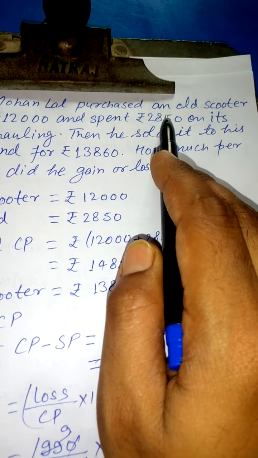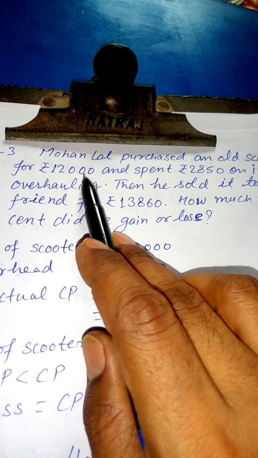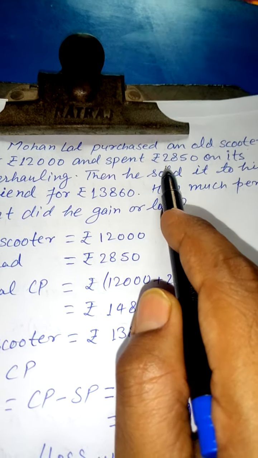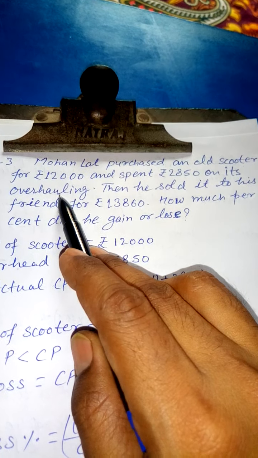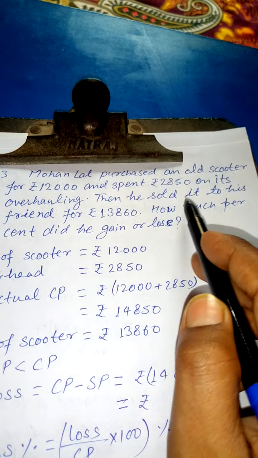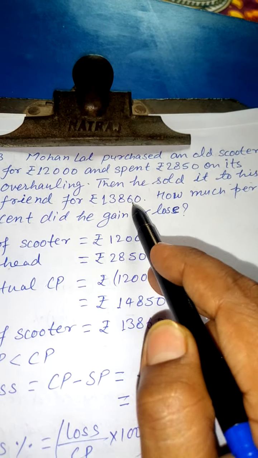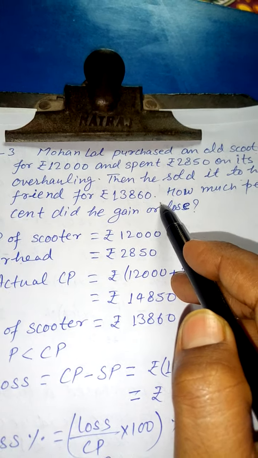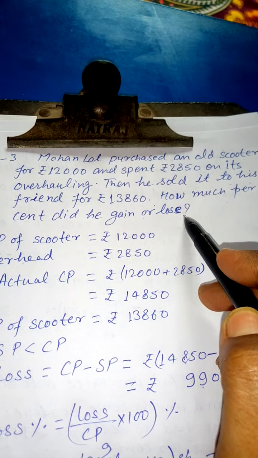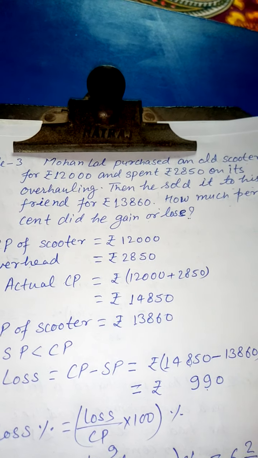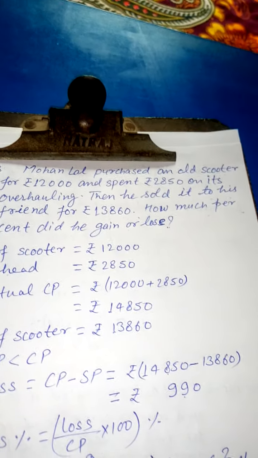Mohanlal purchased an old scooter for rupees 12,000 and spent rupees 2,850 on its overhauling. Then he sold it to his friend for rupees 13,860. How much percent did he gain or lose? What is the gain or loss? We have to find out first.